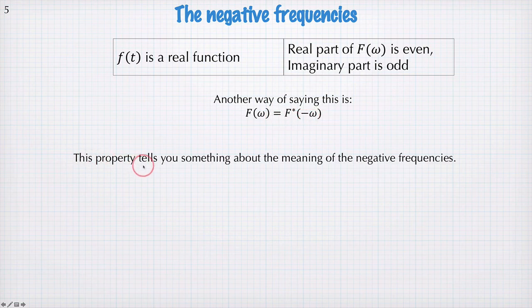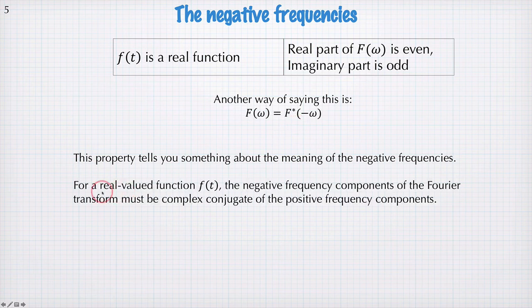And this property tells you something about the meaning of negative frequencies, which is perhaps nice because the meaning of a negative frequency is maybe not all that clear. And so I hope just by saying a few words here, it may at least give you some intuition about what these negative frequencies do in a Fourier transform. So if you have a real valued function f of t, the negative frequency components of the Fourier transform must be the complex conjugate of the positive frequency components.